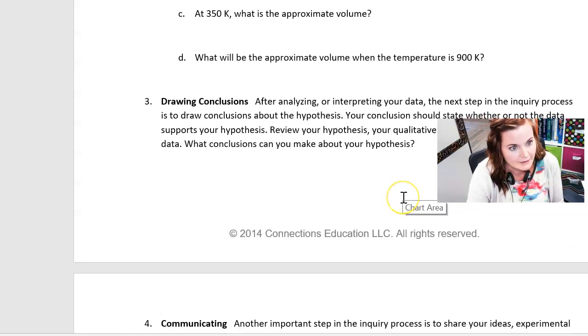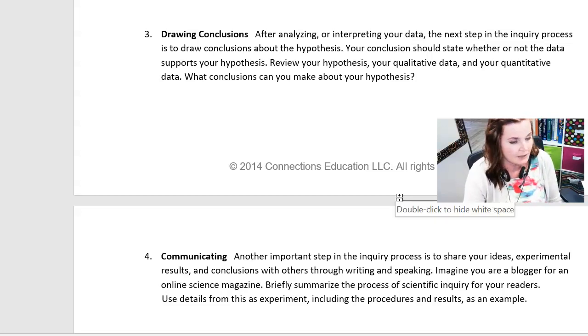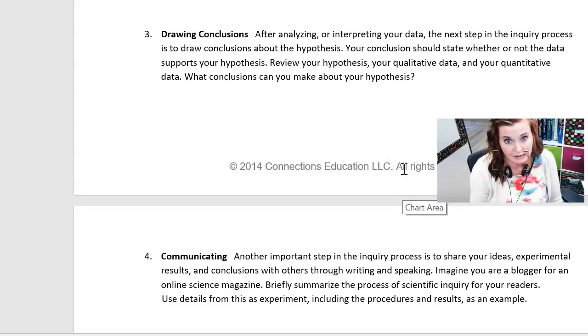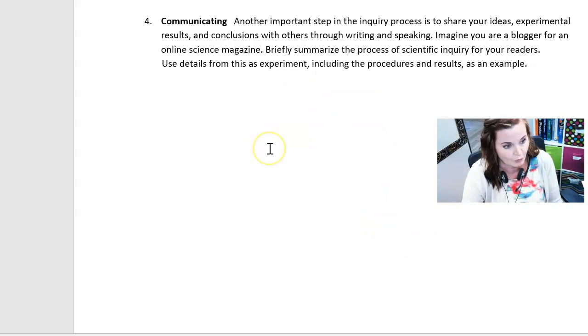And then finally it says drawing conclusions. After analyzing or interpreting your data, the next step in the inquiry process is to draw conclusions. Your conclusion should state whether or not the data supports your hypothesis. In other words, that prediction you made at the beginning, does your data seem to back it up or not? Why or why not? Do you think that you were correct in your hypothesis or incorrect? If so, why? And then you're just going to write a brief summary of the experiment, including the hypothesis, the data, and the conclusions here for number 4.